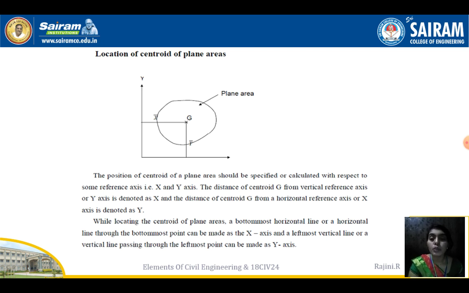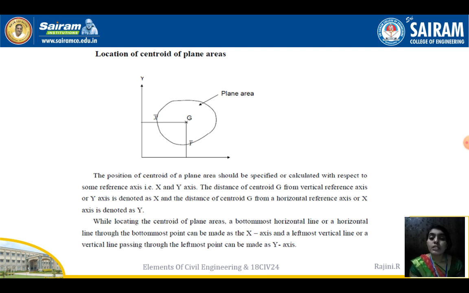In the given figure you can see I have taken a small plane area, which is marked in the plane area, and I'm assuming one point G, that is your centroid point, right? That centroid point lies x bar from the y-axis and y bar from the x-axis. So while measuring the centroid, we are taking a reference line, right? X bar means taking the y-axis as reference. Y bar means taking the x-axis as reference. The position of the centroid of a plane area should be specified or calculated with respect to some reference, as I told, x or y.